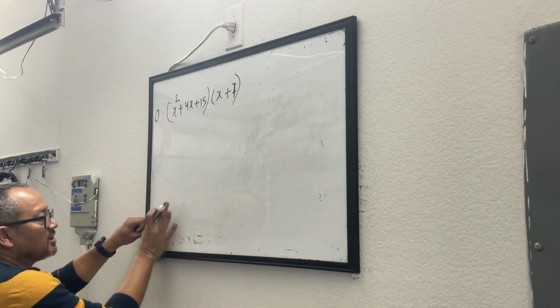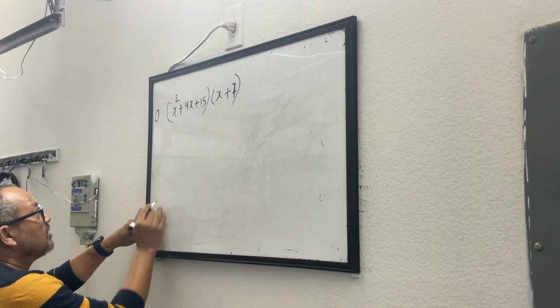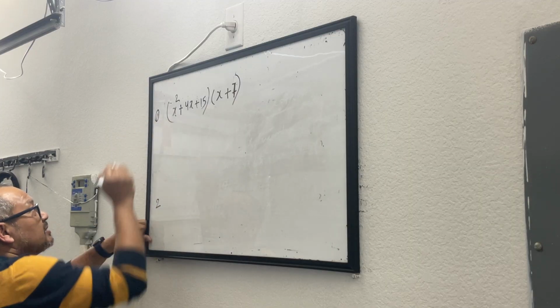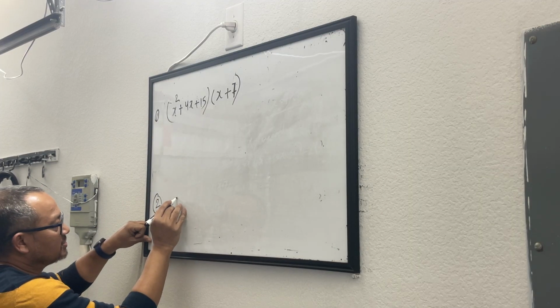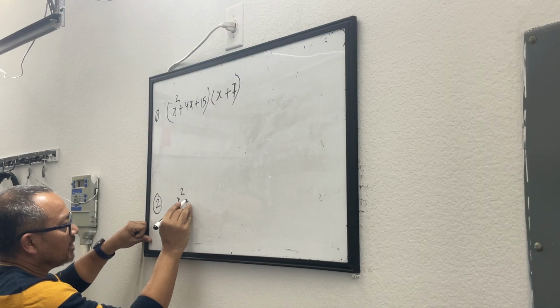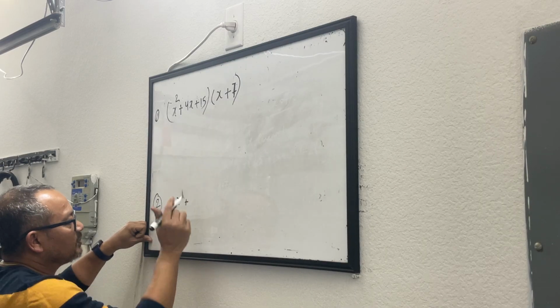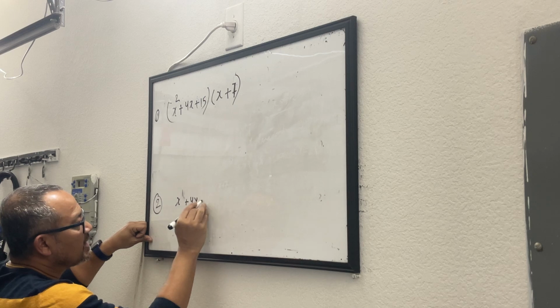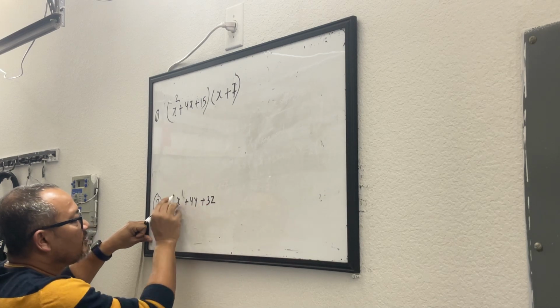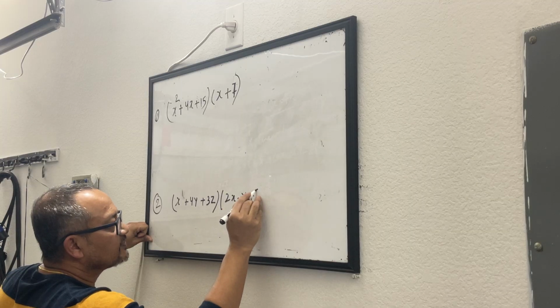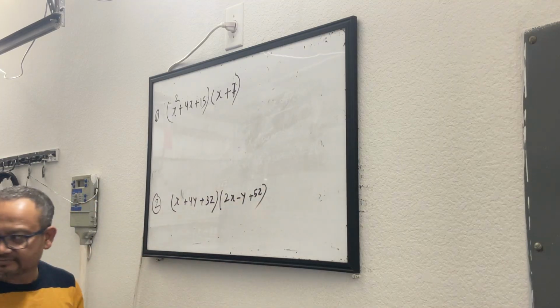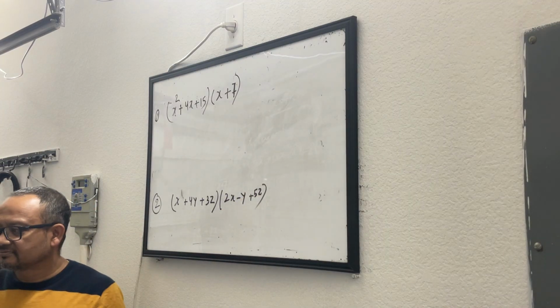This is problem number 1, and this is problem number 2, where I want you guys to solve x squared x plus 4y plus 3z multiplied by 2x minus y plus 5z. Go for it.